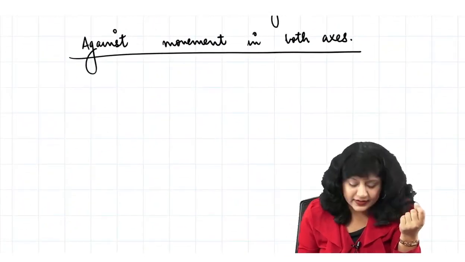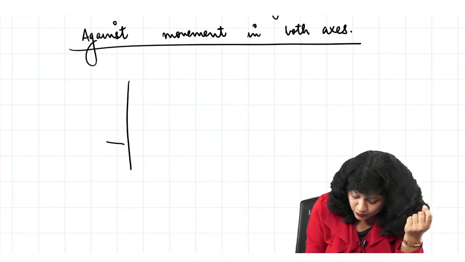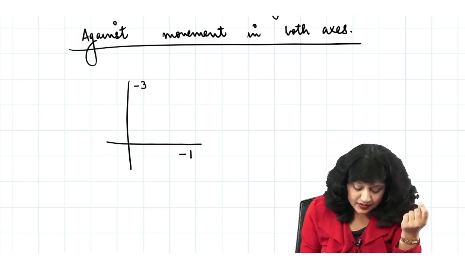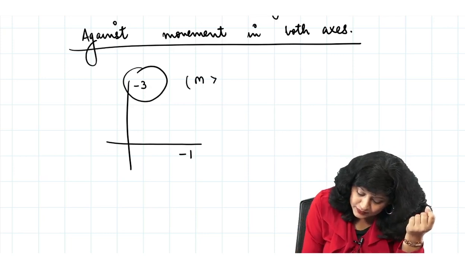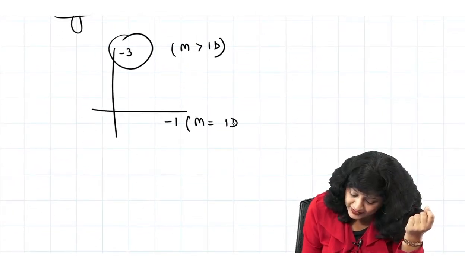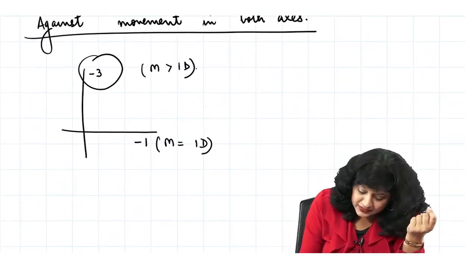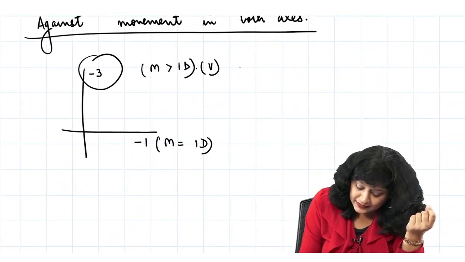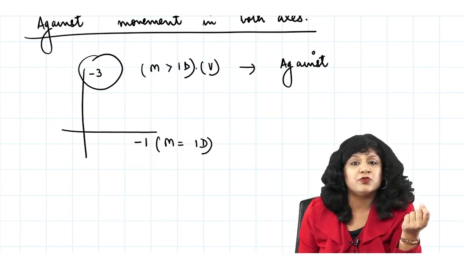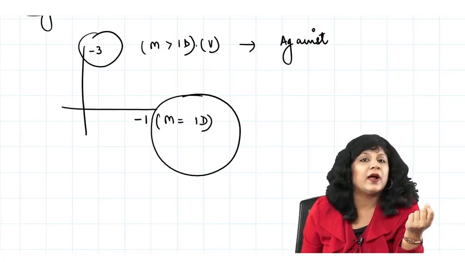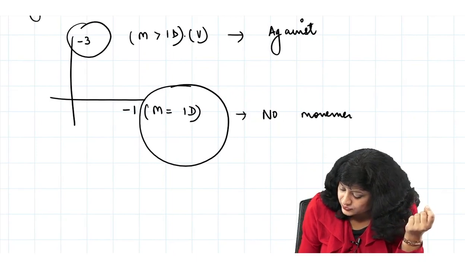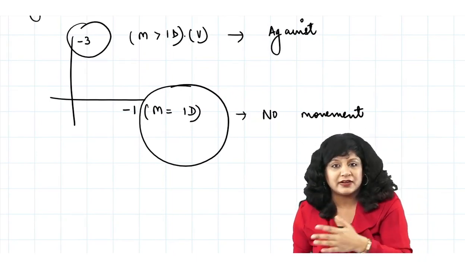Now let us take one more example. Suppose instead of this, I could have got -3 here and -1 here. Now what is there? -3 is myopia more than 1 diopter and -1 means myopia equal to 1 diopter. So this means that in the y-axis, vertical plane, I am going to get the against movement. This will give me against movement, while this is exactly equal to 1 diopter, so this will give me no movement. Are you getting? So different axes can have different answers.